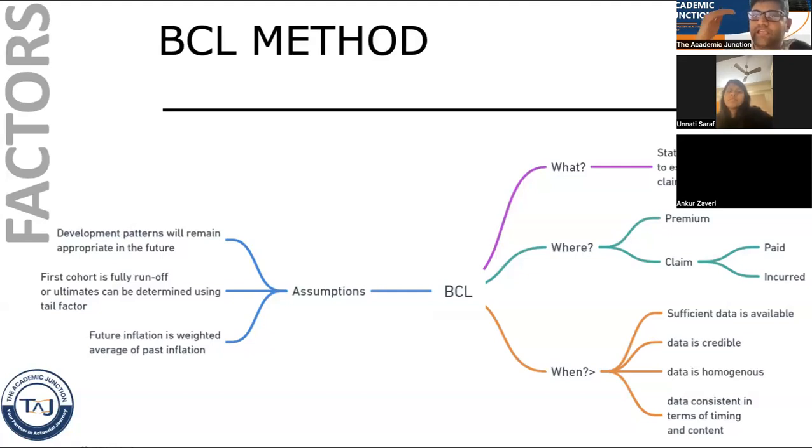Now, what are the issues? Before we go to the next slide, can you guys say what issues you face when you run BCL methods? Ankur and Unnati, you would have definitely run BCL as part of the reserving exercises that you do. So what are the issues that you face?